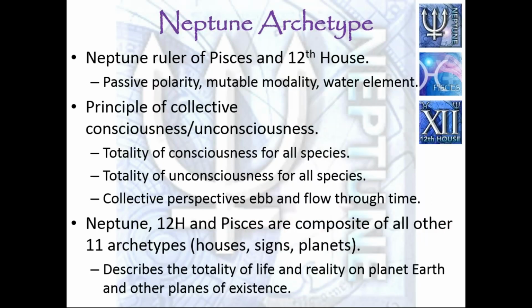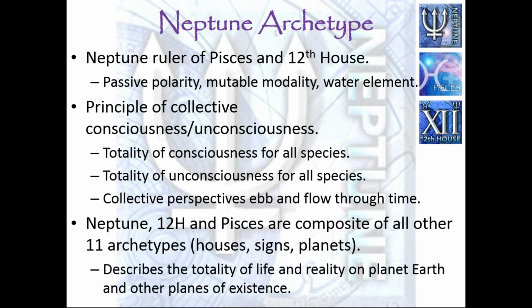So let's move right into this archetype of Neptune, which is the ruler of Pisces in the 12th house. We can also look at those 12 archetypes being broken down into the 2 polarities, the 3 modalities, and the 4 elements. So Neptune, Pisces in the 12th house is passive polarity, energy moving back to the center, mutable modality, mutating, adapting, trying to put it all together. And of course, the element of water, water is the emotions.